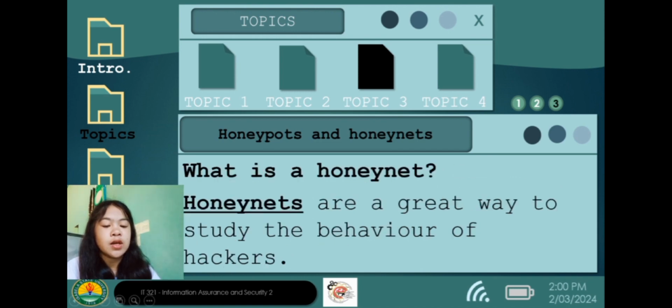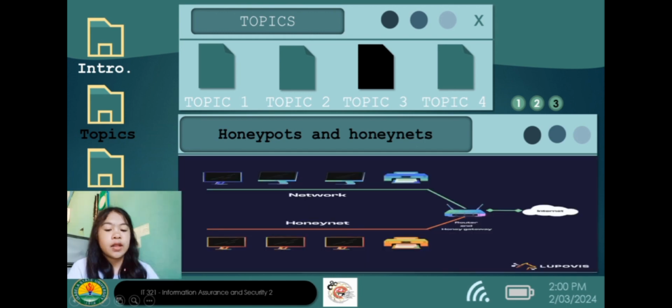What is a honeynet? Honeynets are a great way to study the behavior of hackers or attackers, and the primary goal of a honeynet is to provide a more comprehensive view of an attacker's behavior and techniques by observing their interactions with various systems and services within the network. And this image illustrates the honeypots and the honeynets.